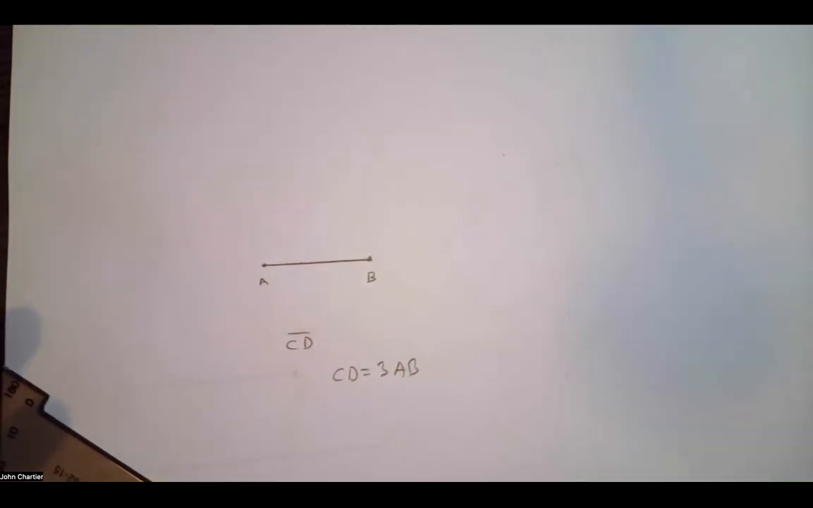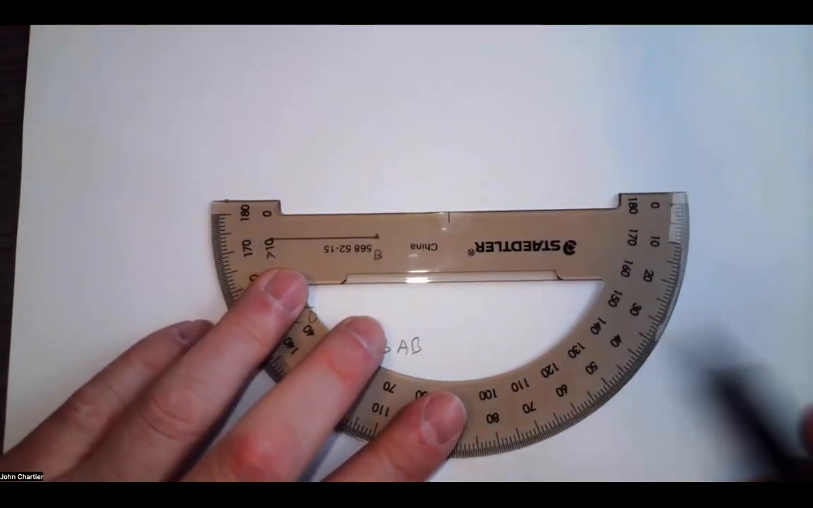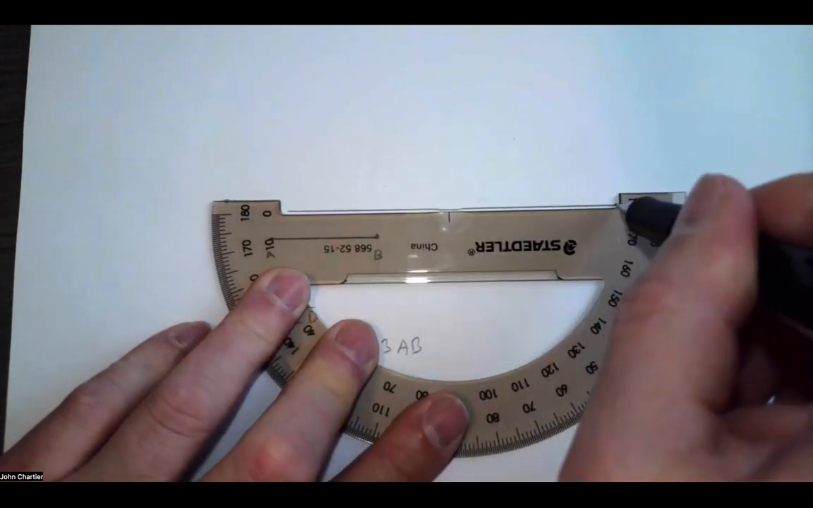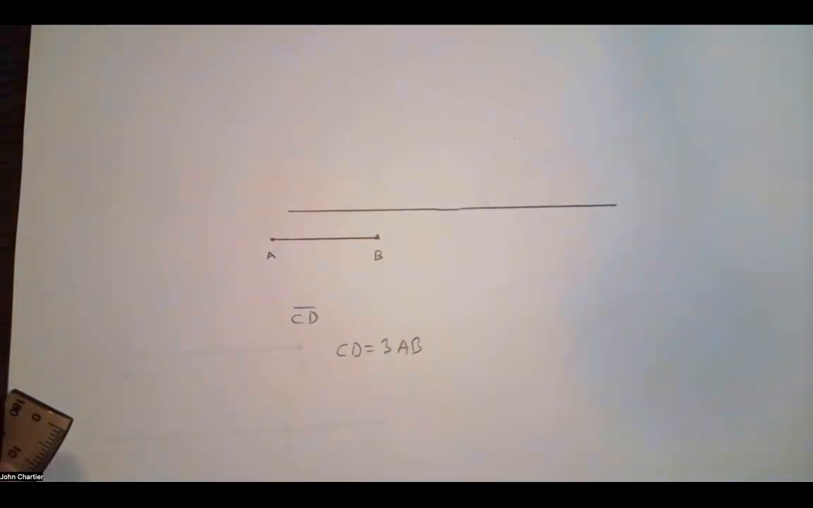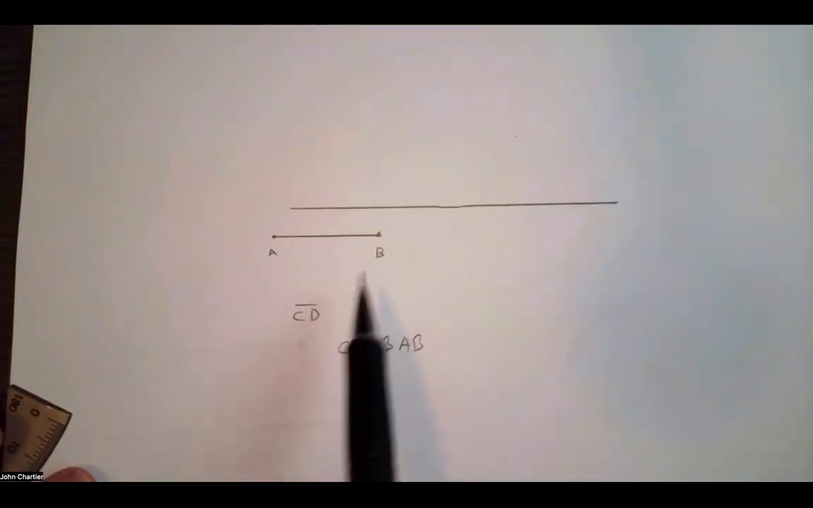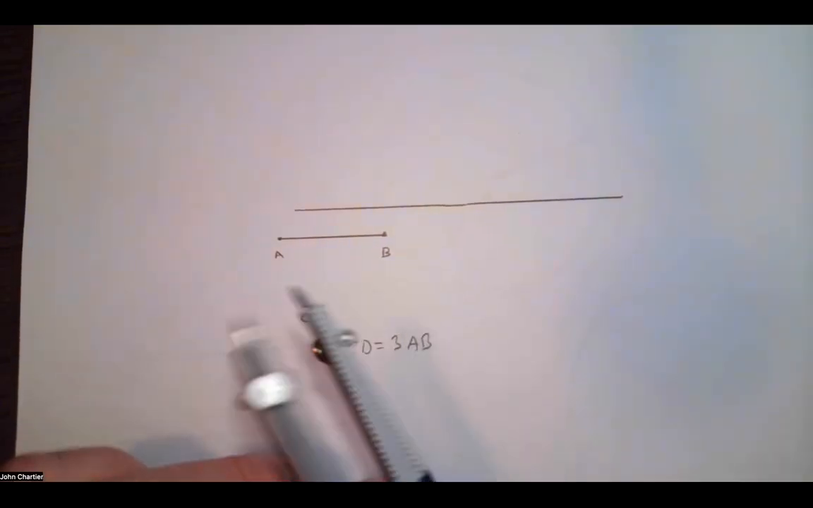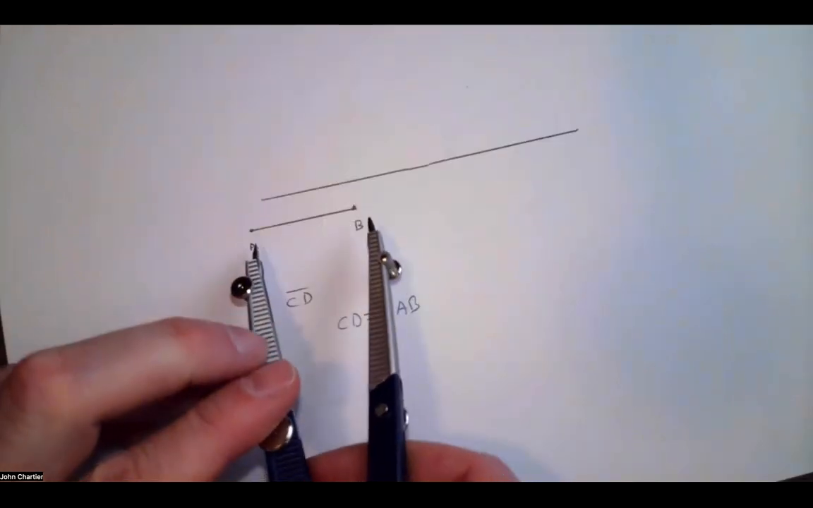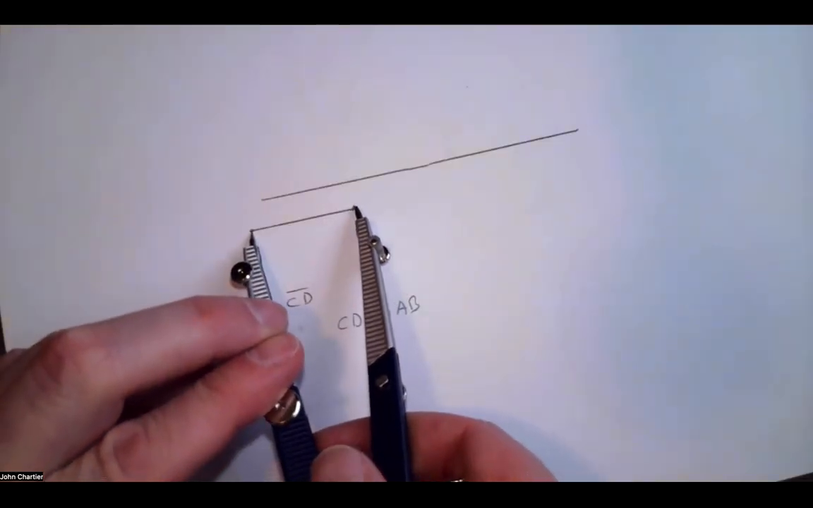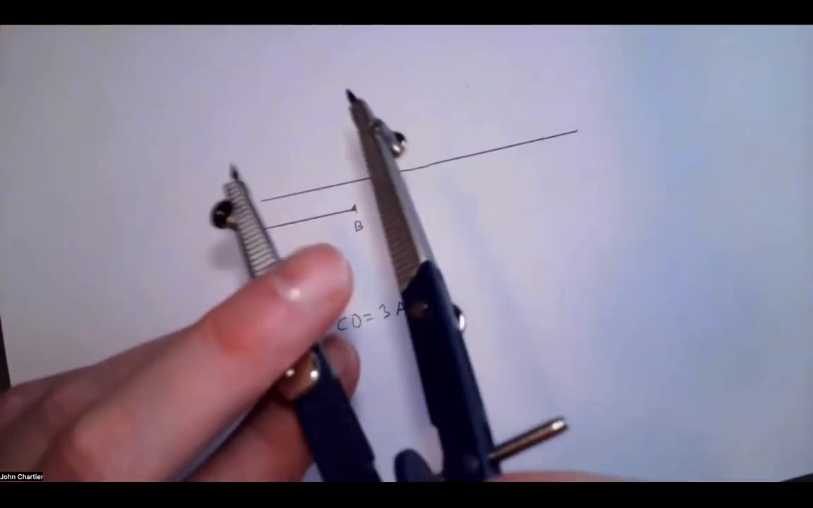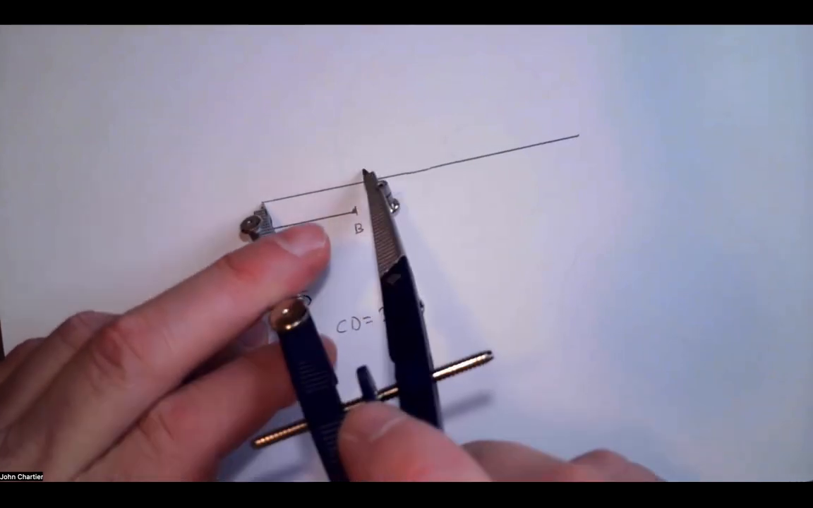Okay. So what are they asking you to do? They're trying to have you make a new segment CD, such that CD is 3 of ABs. Well, how would you do this? This would be construction 1. We would measure AB. There's measure AB, and then we simply do it once.